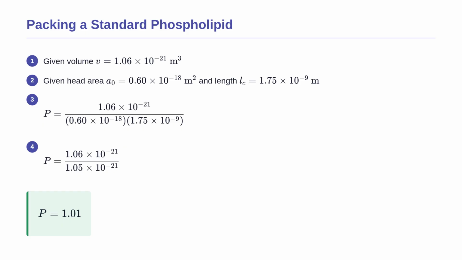We choose our packing formula and plug in the given values directly. The denominator represents the theoretical cylindrical volume. After multiplying the terms in the denominator and dividing the numerator, we get a final value of approximately 1.01. Because this value is very close to 1, it means the lipid has a nearly perfect cylindrical shape, naturally assembling into a flat, continuous bilayer.